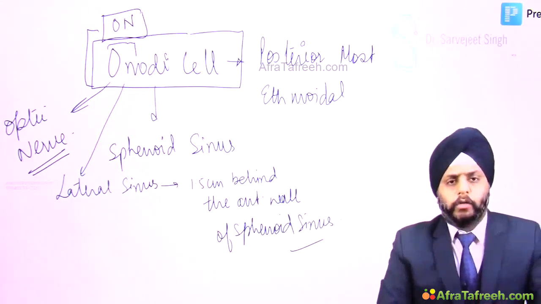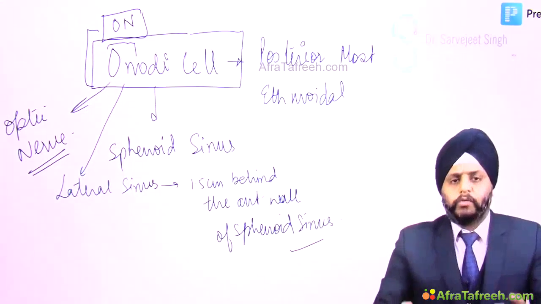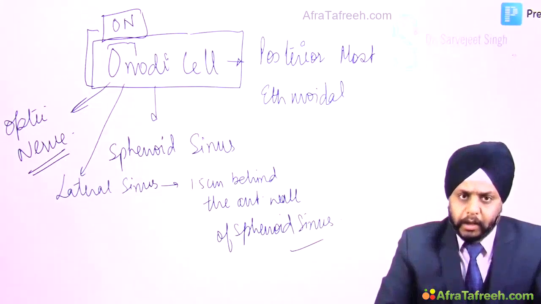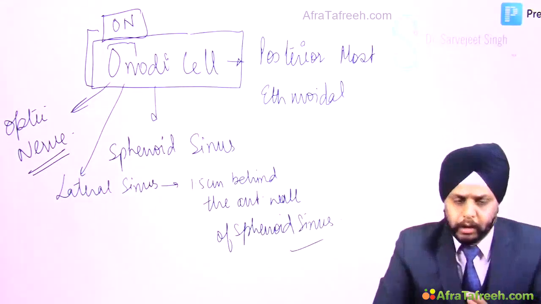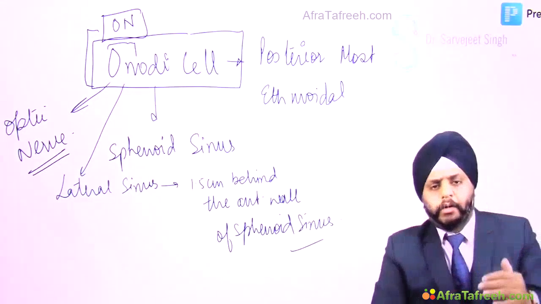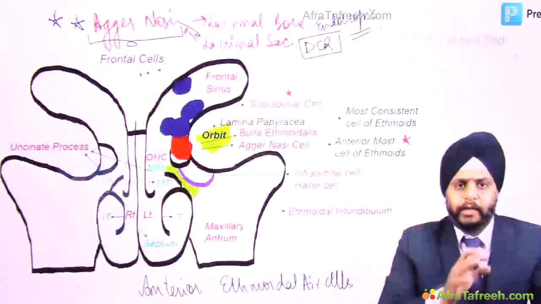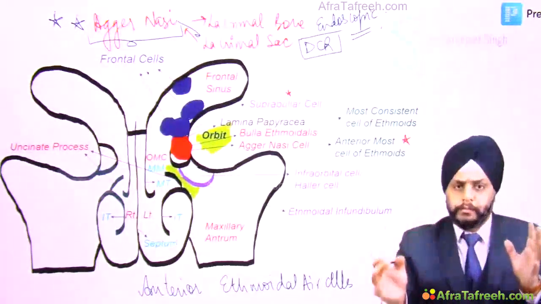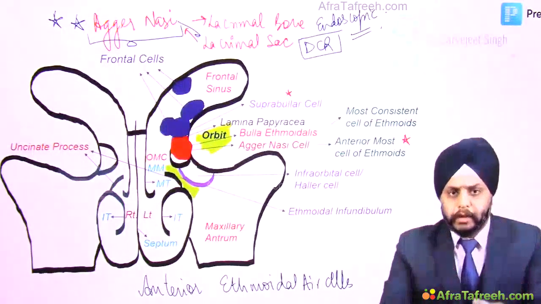Whenever the Onodi cell is present, and it's not present always, first of all, this cell has the optic nerve in it, and because of that, sometimes there can be injury to the optic nerve. We'll discuss it later when we discuss the Onodi cell. And remember, all these cells that I have taught you are not present always. These are variable cells.